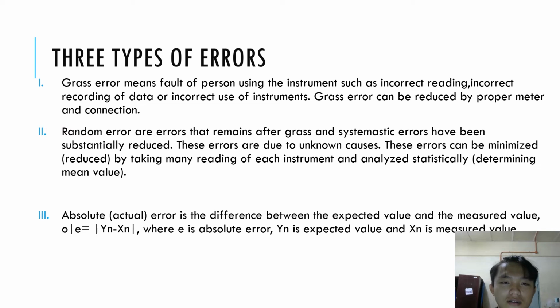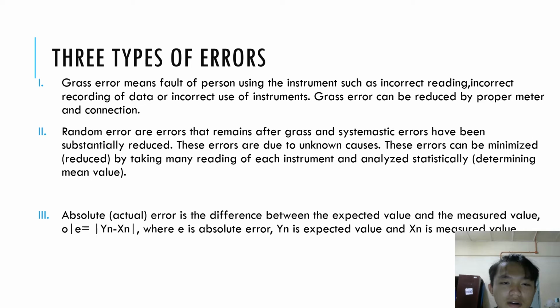Next, these are the three types of errors. Number one is gross error, meaning the fault of the person using the instrument, such as incorrect reading, incorrect recording of data, or incorrect use of the instrument. And gross error can be reduced by proper metering and connection.